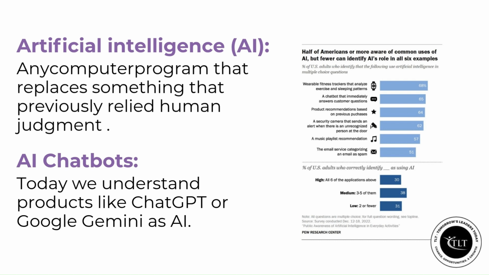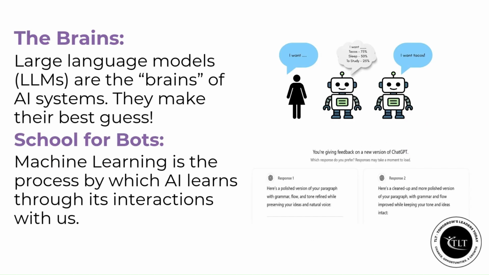Then, in November 2022, OpenAI released ChatGPT, and our definition of AI significantly changed. Now, we understand products like Google Gemini or Anthropic's Claude as AI. They're essentially AI systems fixed to conversational interfaces. Let's look under the hood at what these chatbot AI systems really are.